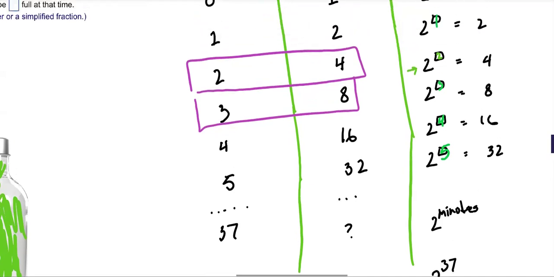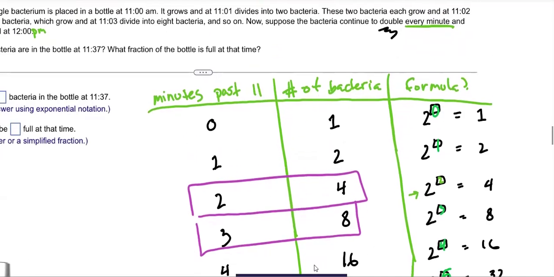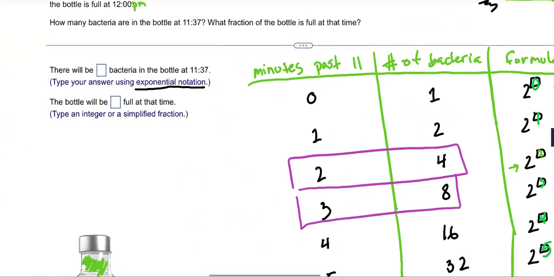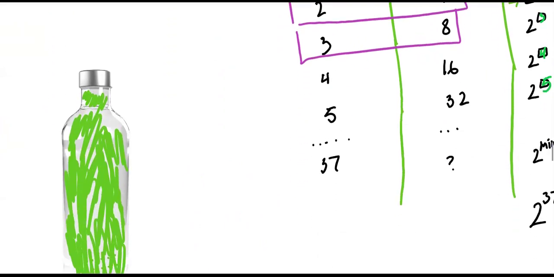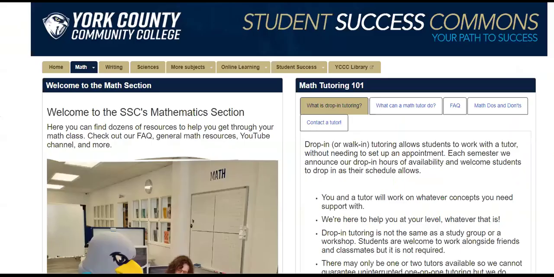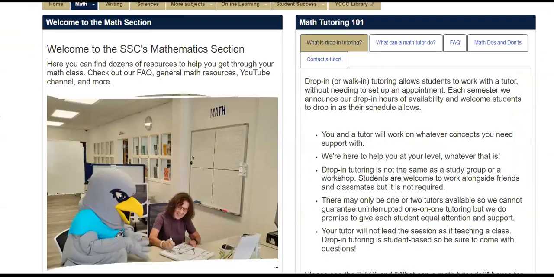Now, before you do any calculations, always read what the question's asking you. This one in particular is saying, type your answer using exponential notation, not scientific notation, just exponential notation, which is actually what we have here. 2 to the power of 37, that is exponential notation. So we would actually not have to go any further than that to answer this first question. Just to show you why, let's open up a calculator.